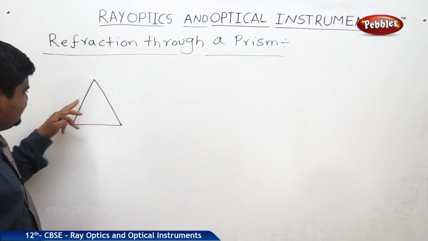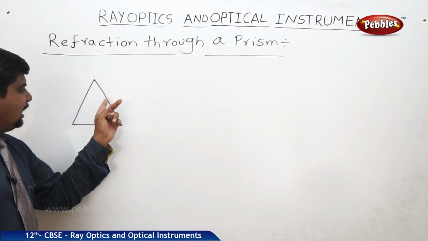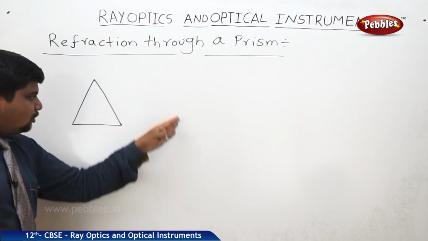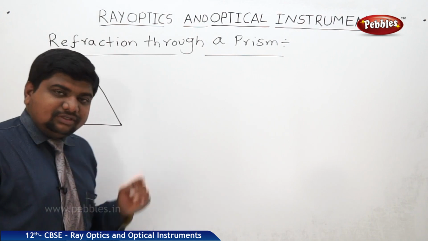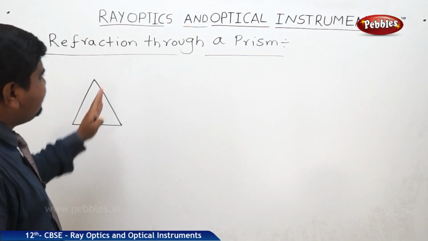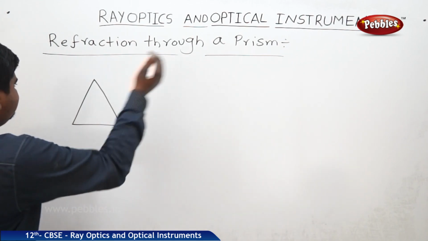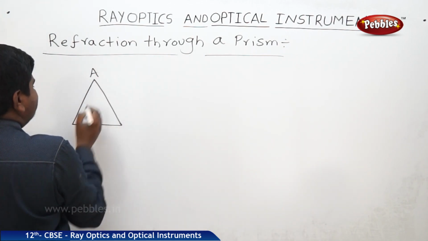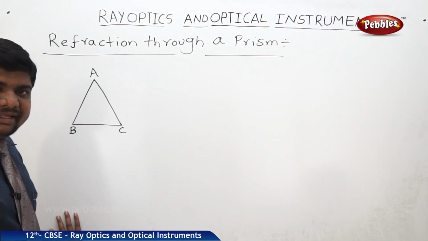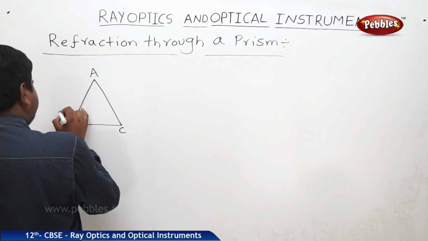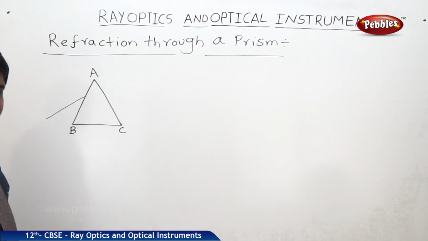So angle of incidence, angle of refraction, angle of deviation, angle of emergence are all possible when a light ray is passing through a prism. In this experiment we can find out the refractive index of the prism. For that purpose, we took a prism called ABC, which is in the shape of a triangle. Let us expose a light ray with some angle of incidence.